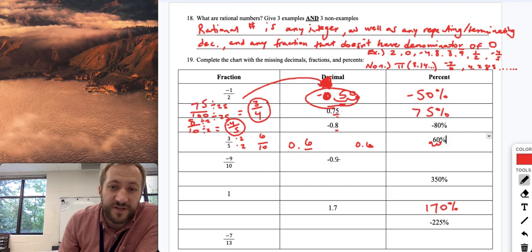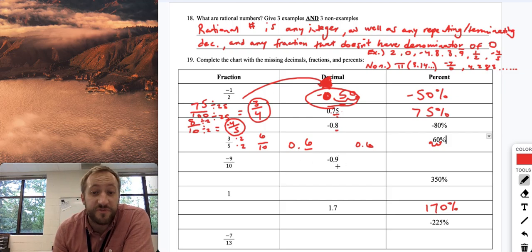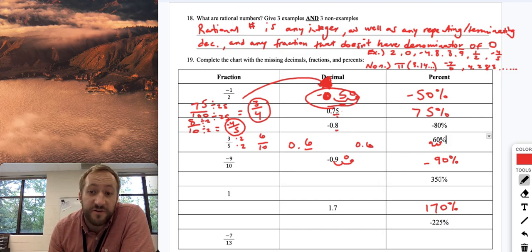Look at this one, negative 9/10. It's already a decimal for you. So whenever I turn it into a percentage, all I do is move the decimal twice to the right. 1, 2. Any empty spaces get a 0. Now this is 90%, but don't forget about your negative over here. So negative 90%. Looking right here, this is 350%. Whenever I turn a percentage into a decimal, instead of going 2 spaces to the right, I'm going to go 2 spaces to the left. 1, 2. So now this decimal is 3.5.